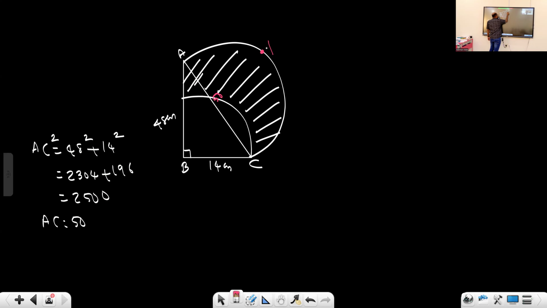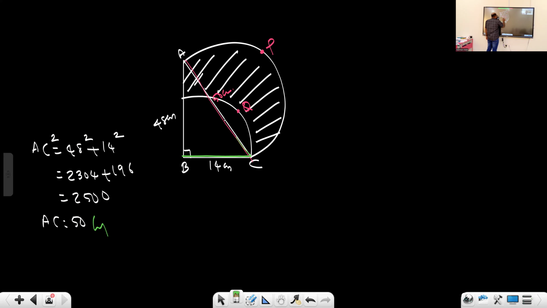Here I mark the P. Here I mark the Q. This length is 50 centimeter. Now I have a question. After writing that one, listen to me. Sir, AC we got 50 centimeter. They're asking the area of the shaded region. All of you listen.